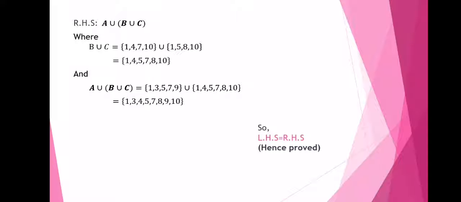Now on the right hand side we have A union (B union C). B union C is equal to {1, 4, 7, 10} union {1, 5, 8, 10}. It would be equal to {1, 4, 5, 7, 8, 10}. And A union (B union C) is equal to {1, 3, 5, 7, 9} union {1, 4, 5, 7, 8, 10}. It would be equal to {1, 3, 4, 5, 7, 8, 9, 10}. So again left hand side is equal to right hand side. So the associative property is satisfied over here.